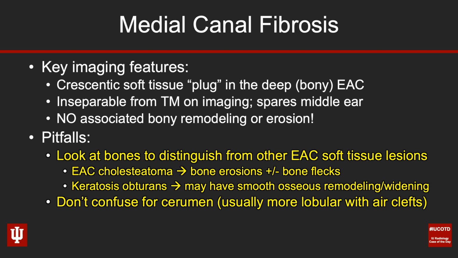And then don't confuse this for cerumen. Cerumen, or wax that gets built up in the external auditory canal, usually has much more of a lobular look, and tends to have little air clefts within it as well. You know, I suppose you could have a terrible cerumen impaction that just got crammed in and can look like this. And that's really something that they can quite easily distinguish on otoscopy.